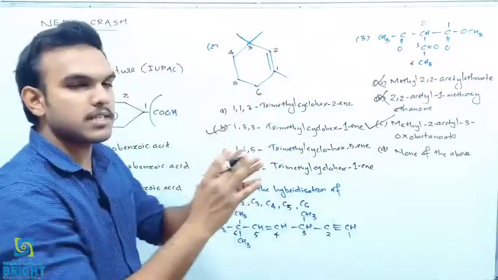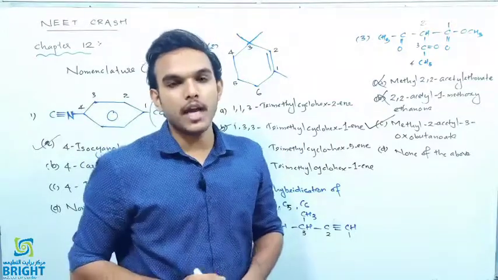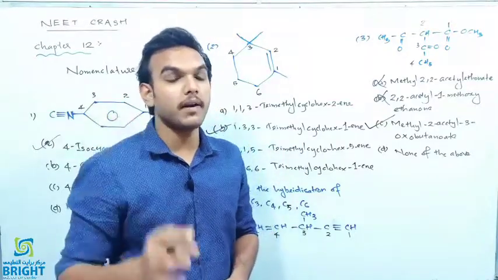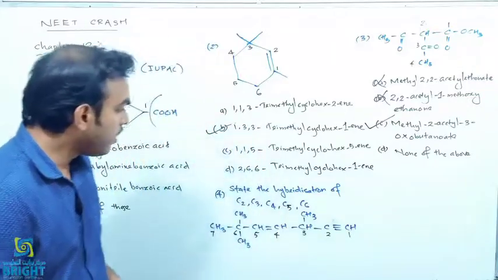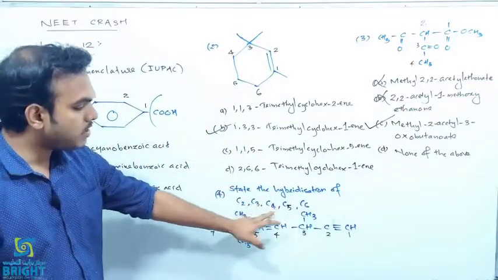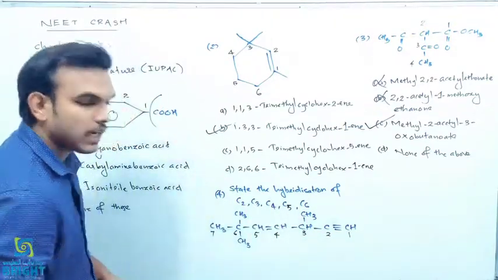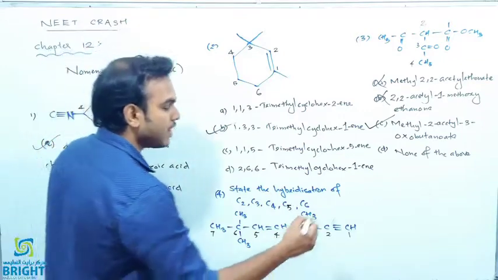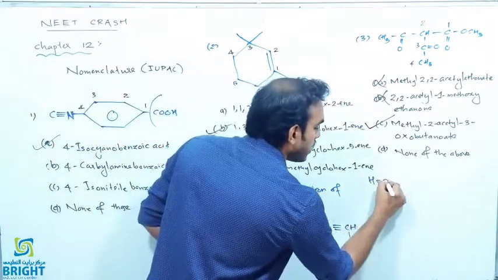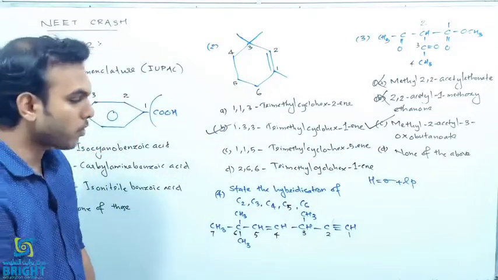So we discussed some of the higher order questions regarding IUPAC, and while doing IUPAC you also have to find the hybridization type questions. For example, if a question comes like this, state the hybridization of C2, C3, C4, C5, C6, you have to find the hybridization. Hybridization is equal to the number of sigma bonds plus the lone pairs of electrons.